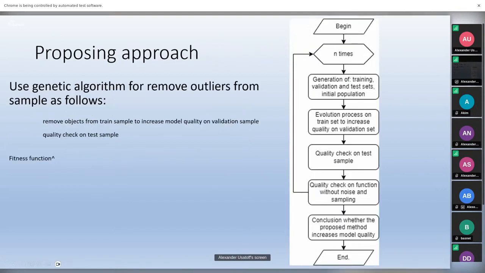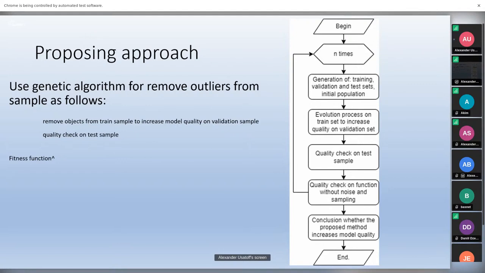In this work, we propose to use a genetic algorithm to filter outliers. The main idea is to drop a part of the objects from the training sample in such a way that the fitted model's performance on the validation sample will be maximized. It's important to remove objects from one sample part to maximize performance on another sample part. The model performance is checked on the training sample after the evolution process. On the right, you can see the experiment design.